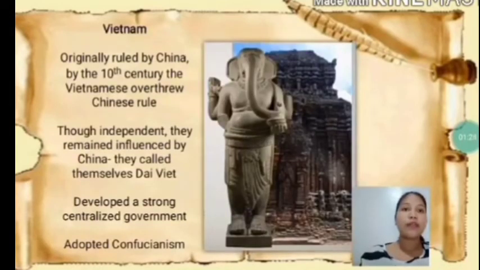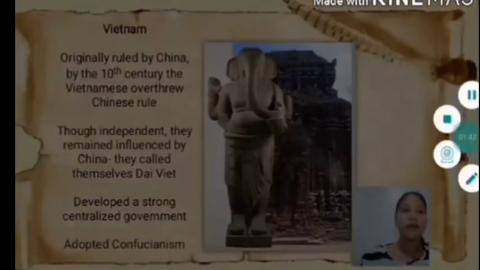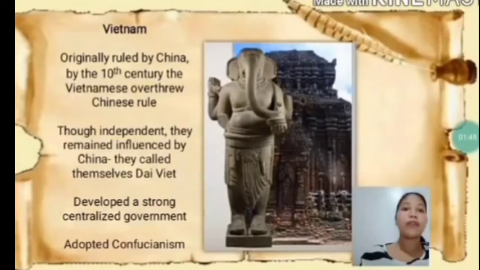Vietnam is influenced by China. By the 10th century, the Vietnamese overthrew Chinese rule. They controlled the region, and though independent, they remained influenced by China. They developed a strong centralized government and adopted Confucianism. They are connected culturally and linguistically to the other region, and they really take a flair of China.